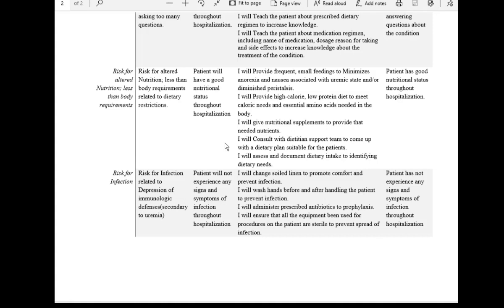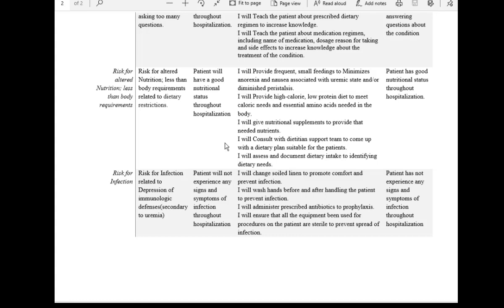That's our diagnosis. Our objective or goal: patient will not express any signs and symptoms of infection throughout hospitalization. So we do not want the patient to exhibit or experience any signs and symptoms of infection. So now we are going to carry out interventions to prevent the patient from experiencing any signs and symptoms of infection.